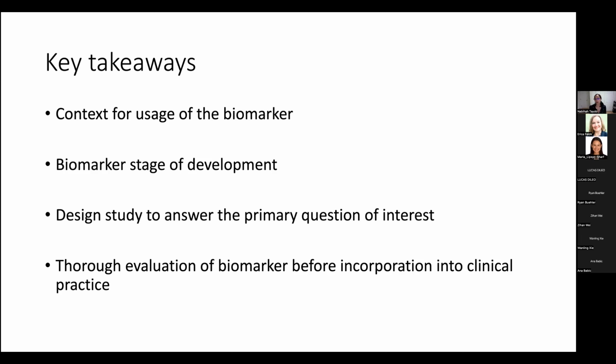What do you do with it? And so ideally, thorough evaluation of a biomarker before incorporating into clinical practice provides a much cleaner assessment. On the other hand, though, medicine is rarely clean, so we do the best we can with what we have.